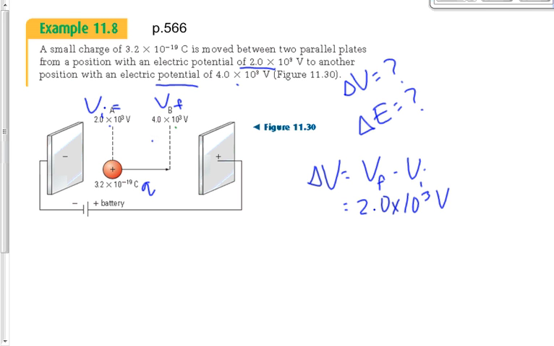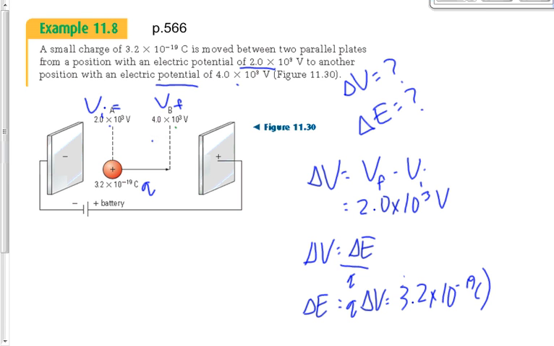Good. Delta E is equal to Q times V. It comes from the equation delta V is equal to delta E over Q. We rearrange that, and we get Q times delta V. So we got 3.2 times 10 to the minus 19 coulombs. I almost put 1.6 times 10 to the minus 19 coulombs.